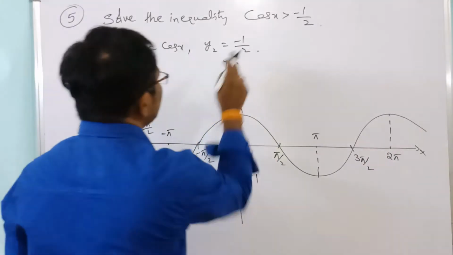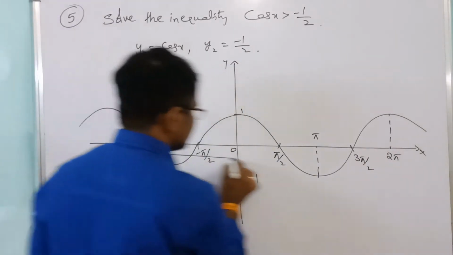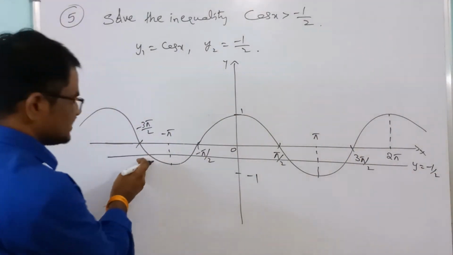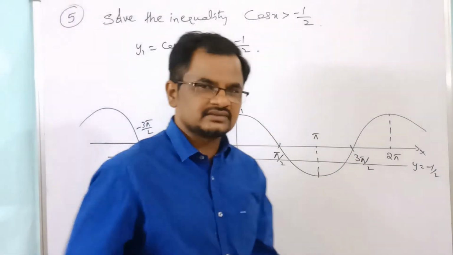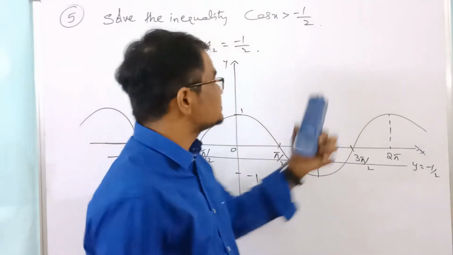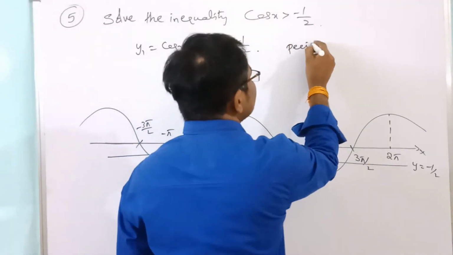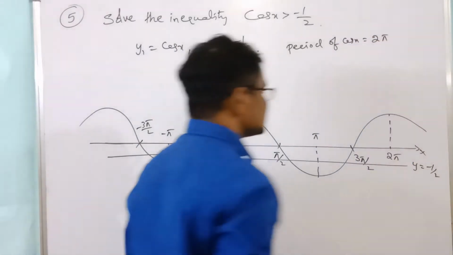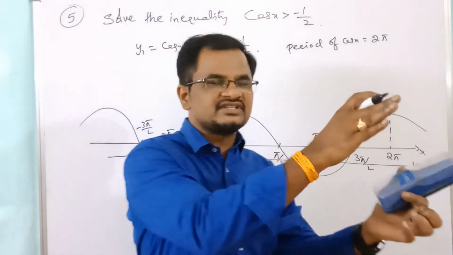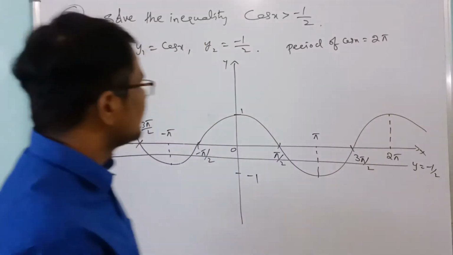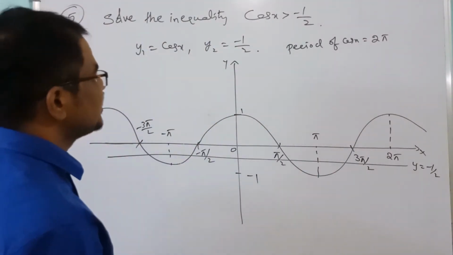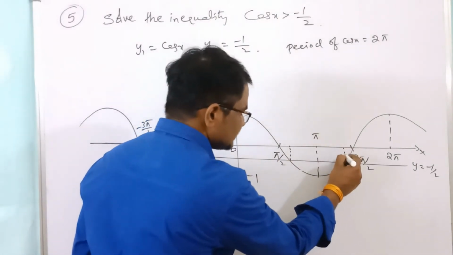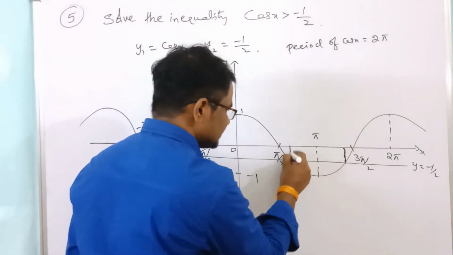So minus 1 by 2 is given. So this is y equal to minus 1 by 2. Any one interval, either here or here, any one you take. For that, you add 2n pi, because the period of cos x is also 2 pi. Because every 2 pi length the graph repeats, means values repeat. And now, the period of cos x is 2 pi. So I will take this one. So here they are intersecting.